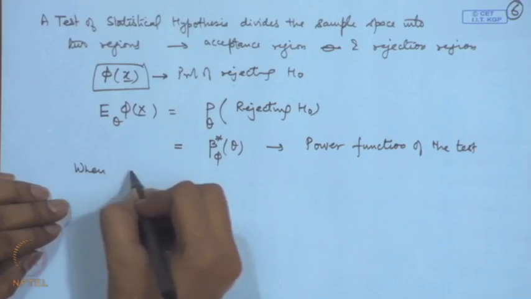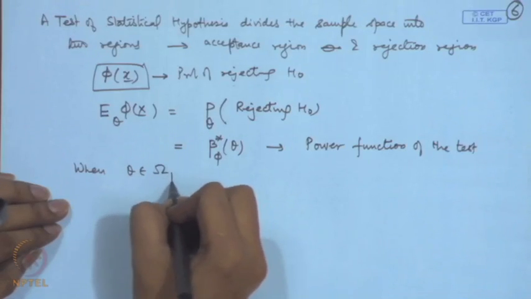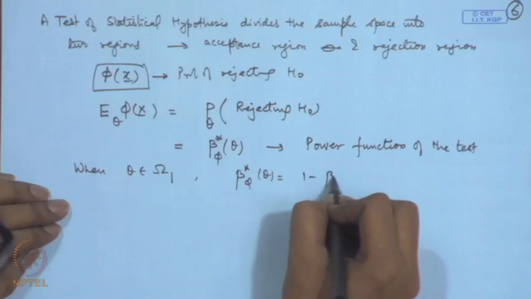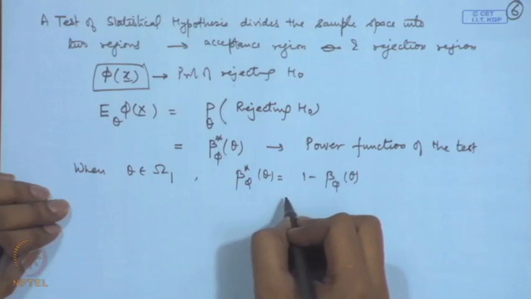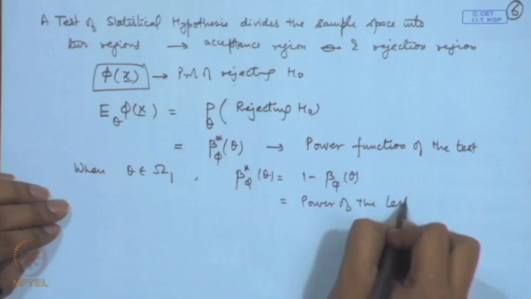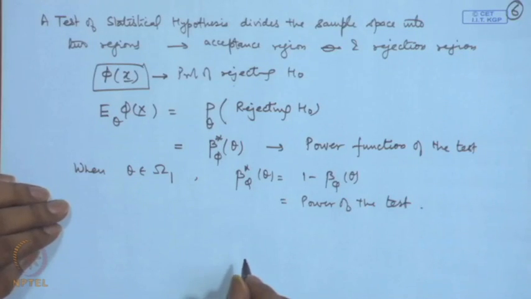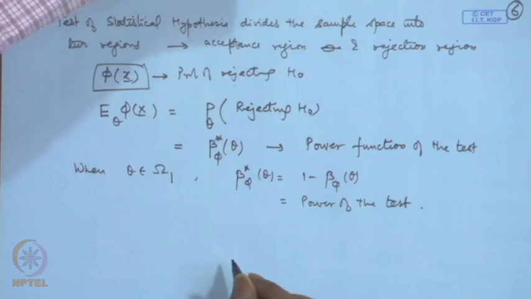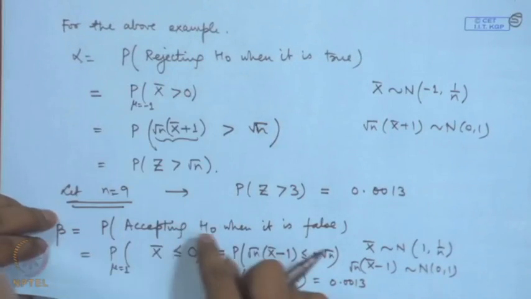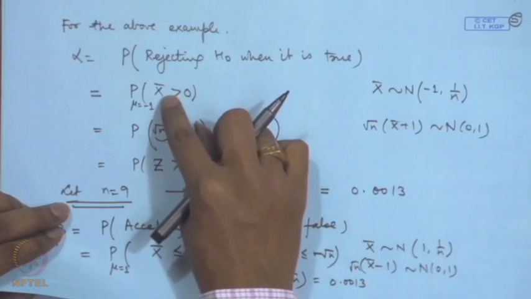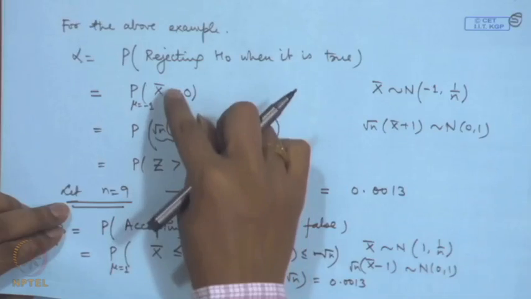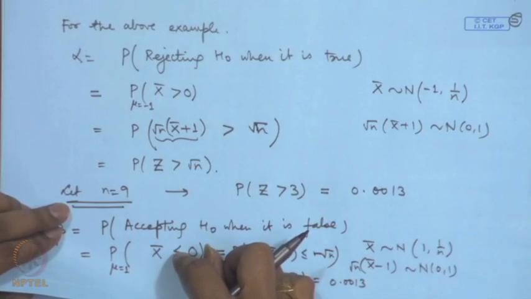So, when theta belongs to omega 1, then beta star phi theta is actually 1 minus beta phi theta. This is called the power of the test. Now, you can notice here that the probabilities alpha and beta that have been calculated are based on complementary regions. Here x bar is greater than 0 and x bar is less than or equal to 0. So, they are based on complementary regions.